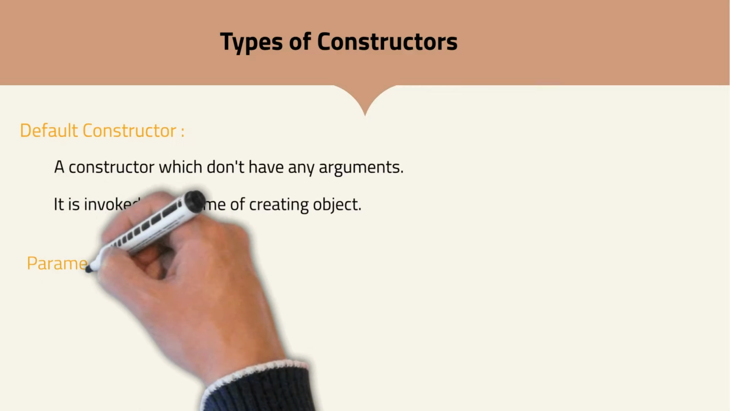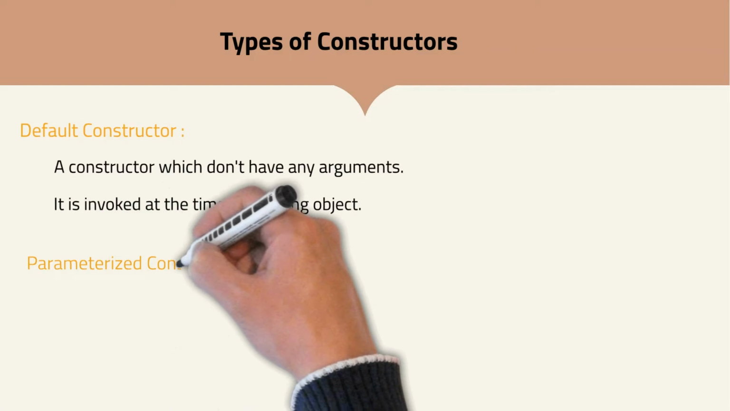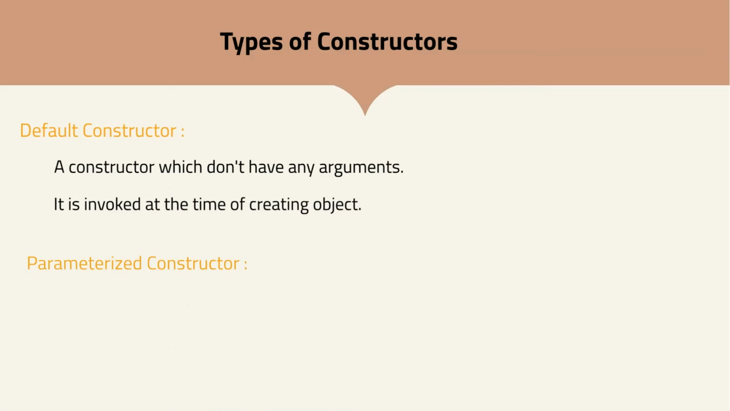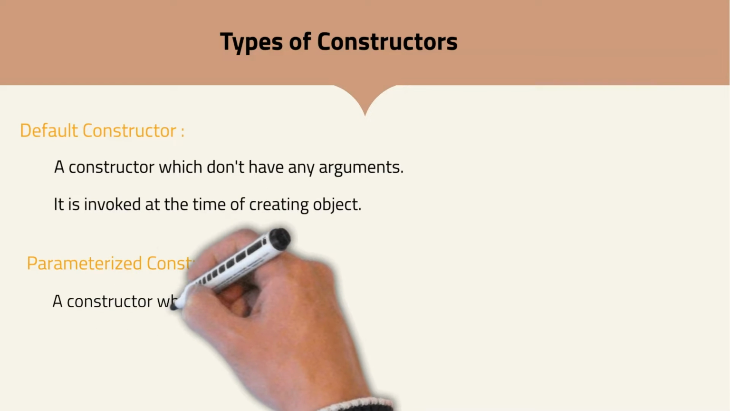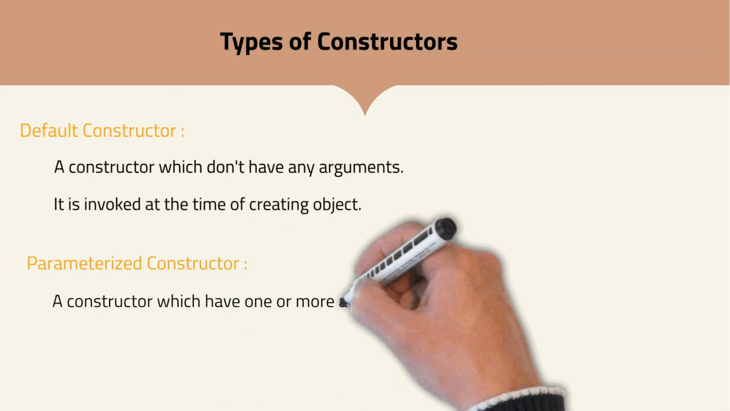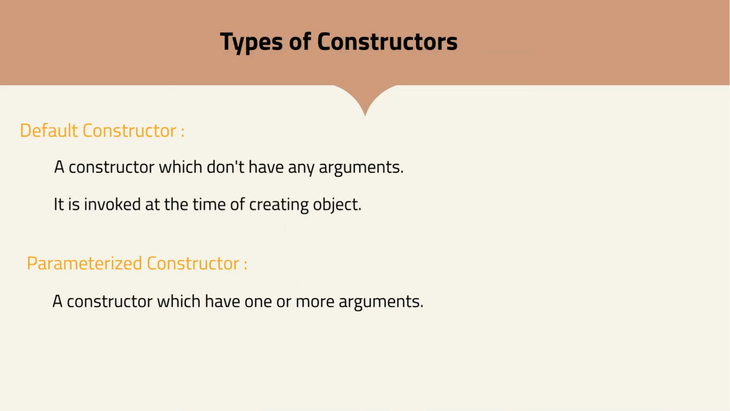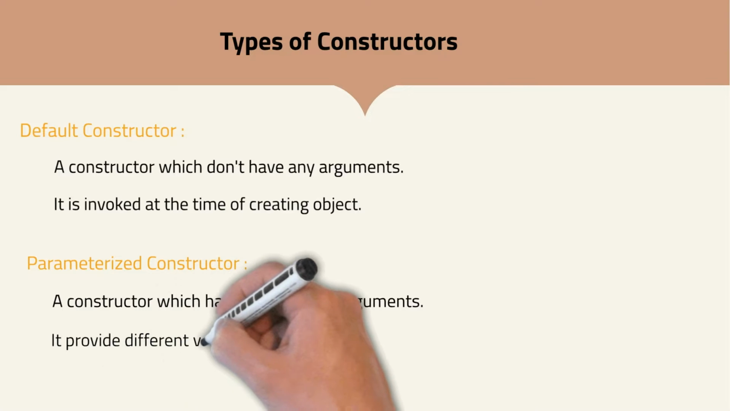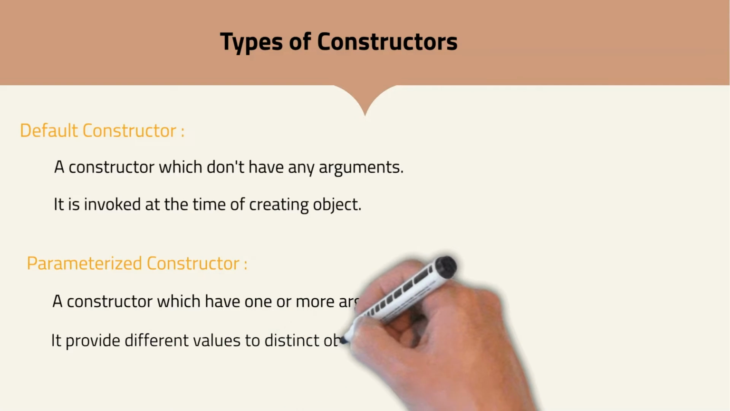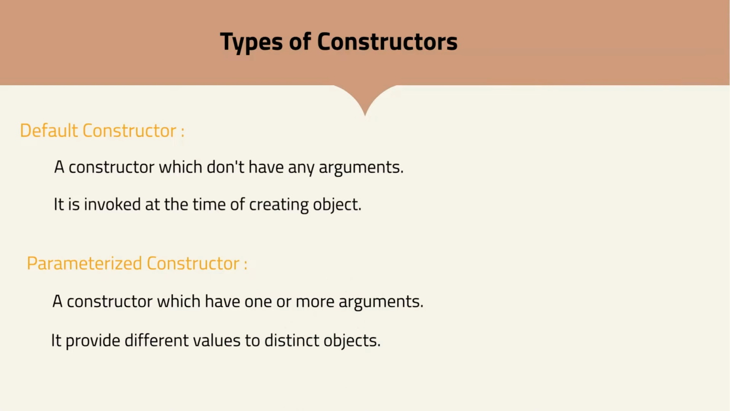Second is the parameterized constructor. A constructor which has 1 or more arguments or parameters is called a parameterized constructor. It is used to provide different values to the objects present inside the constructor.